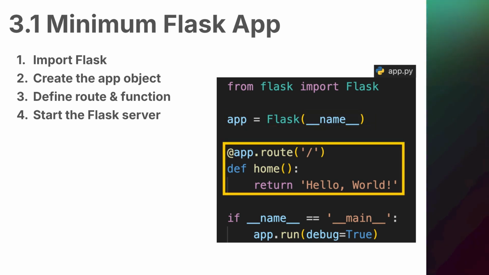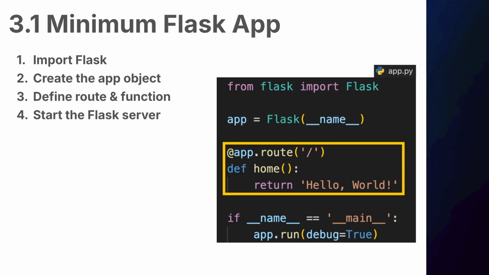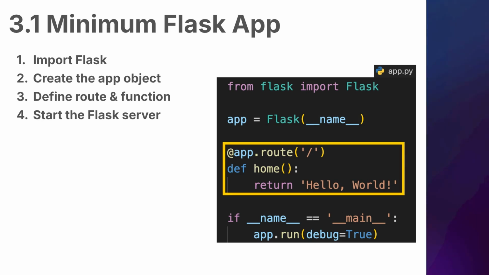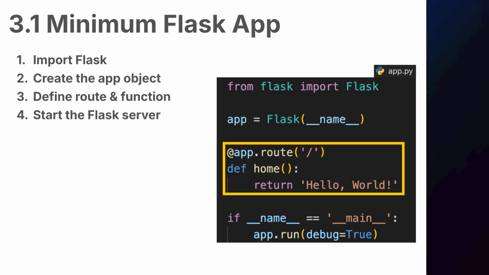Next, this is called a route decorator. It connects a URL path to a Python function, the slash which means homepage. Whenever someone visits this page, Flask will call the home function. Inside the home function, the return part sends back a response to the browser. It returns the text "Hello World" so that the user sees it on their screen.